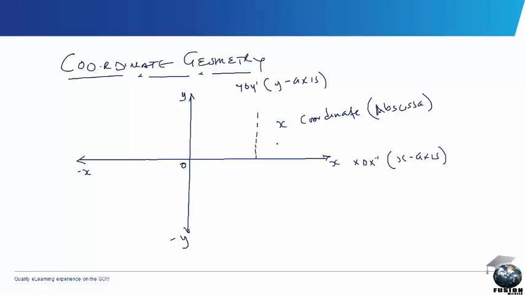The distance of a point from the x-axis is called the y-coordinate. This is the one we call the y-coordinate, or you can call it the ordinate.